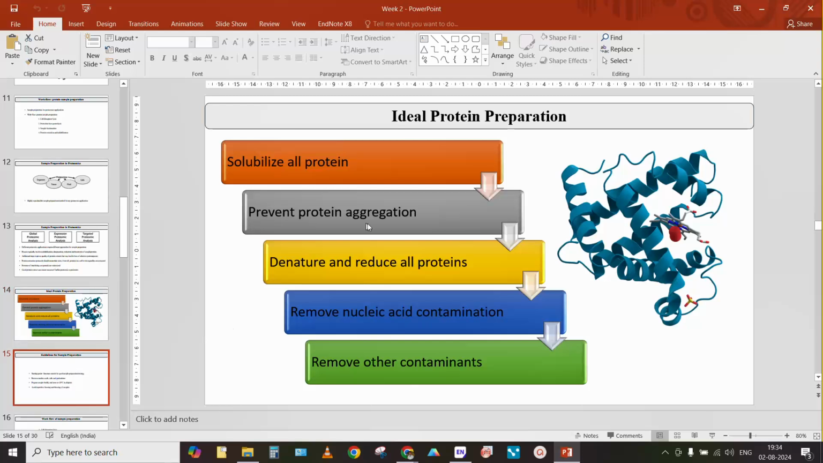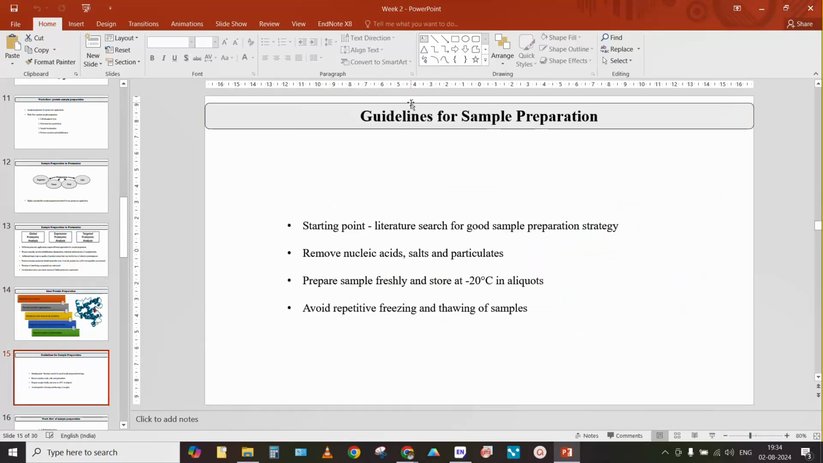So next are some guidelines for sample preparation. Here I'm giving you some guidelines. As a starting point, one should find a good reference from the literature as a guideline for sample preparation, and then try to modify the protocol depending upon the objectives. In the experiment you need to ensure that you remove nucleic acids, salts, and different particles. Prepare the sample as freshly as possible and store it at -20 degrees in a very small container. You should avoid repetitive freezing and thawing of a sample.